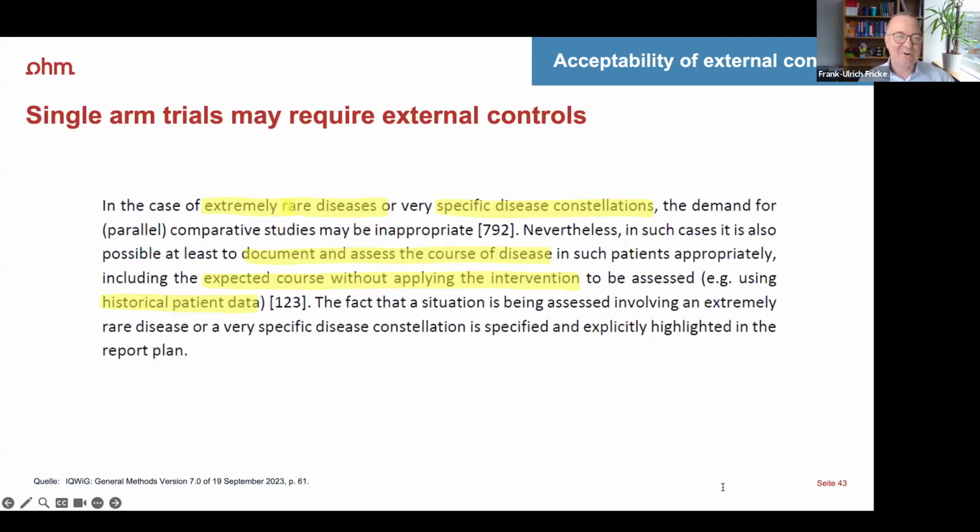And we can discuss what is the difference between rare diseases and extremely rare diseases, and then certain disease constellations where you can take that into account. And I have a couple of examples where we looked into that. And what is important as well, and Mira elaborated on that already, the expected course of the disease is more or less determinate, and hence you could use historical data for comparative purposes.